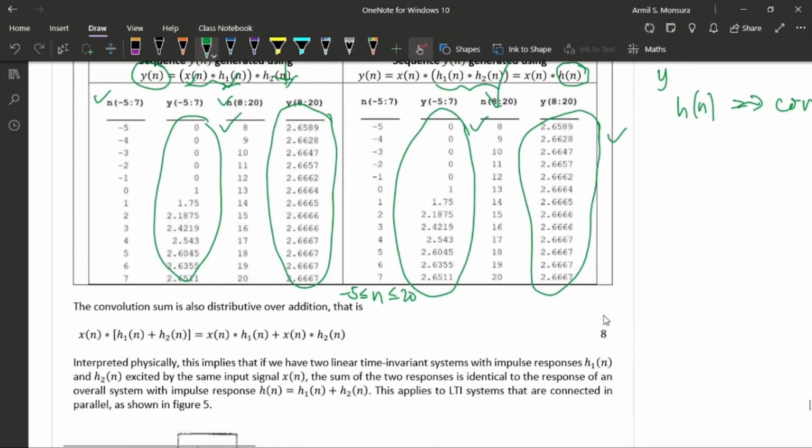Now, another property of your convolution sum is that it is distributive over addition. So pag sinabi nyo an operation is distributive over addition, it means that yung operation niyo would have one of its operands as a sum of two functions or two sequences.